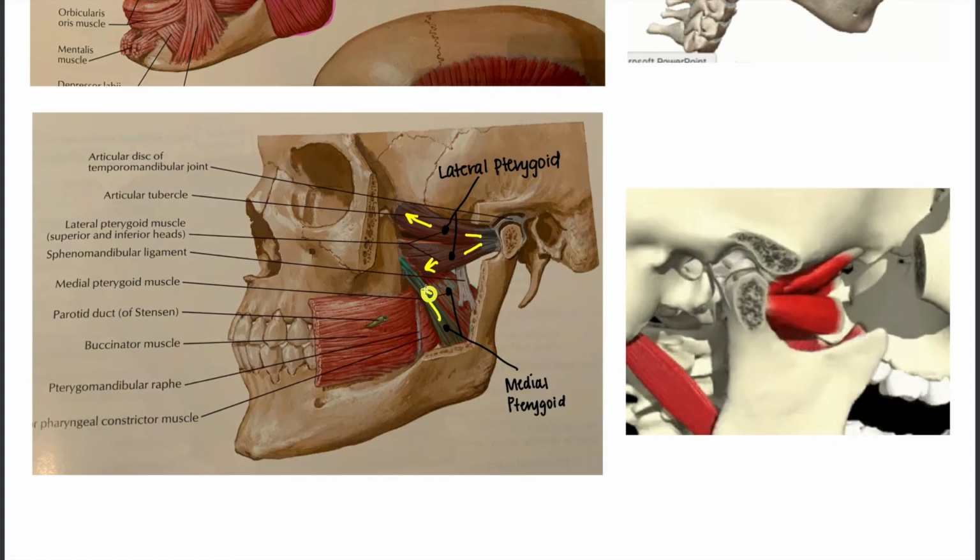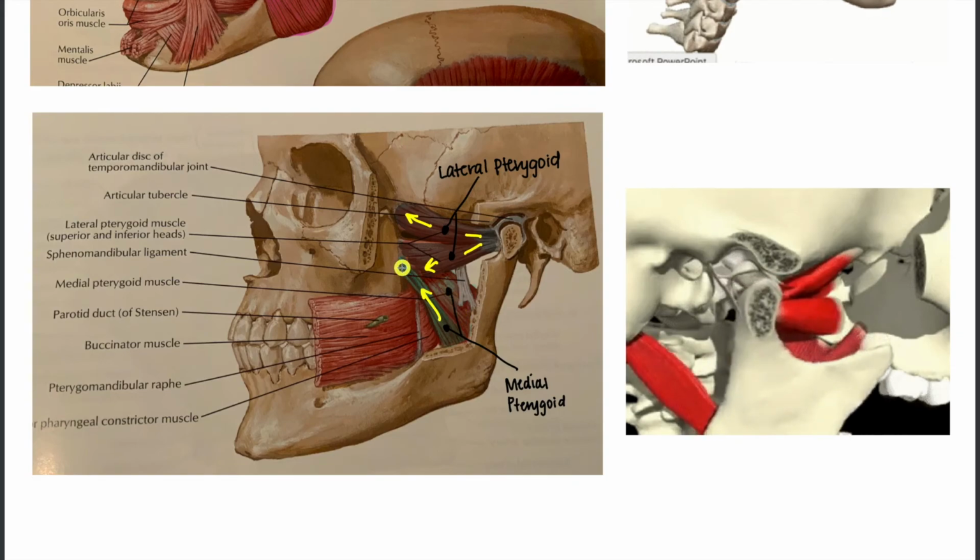Lastly, we have the medial pterygoid muscle, shown here in blue. It also has 2 heads, which insert on the medial aspect of the mandibular angle. Upon contraction, it aids in elevation of the mandible as well as protrusion of the mandible.